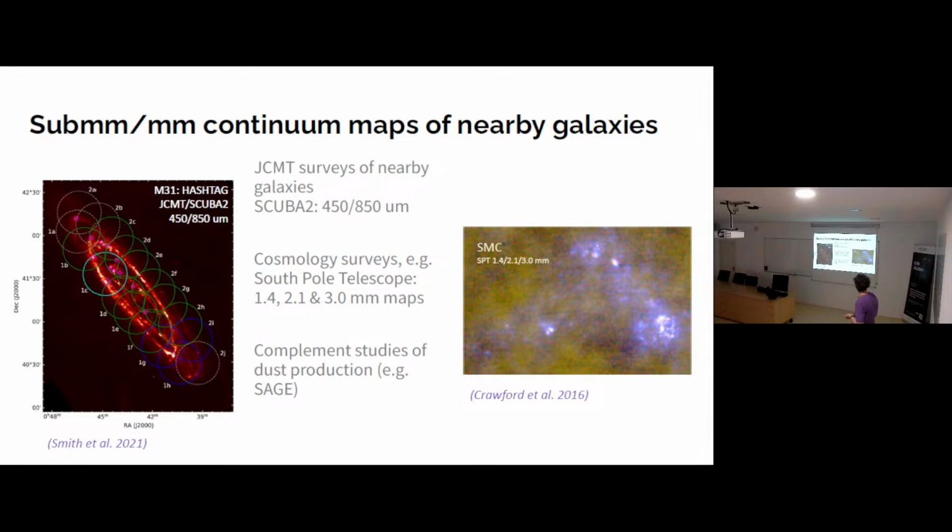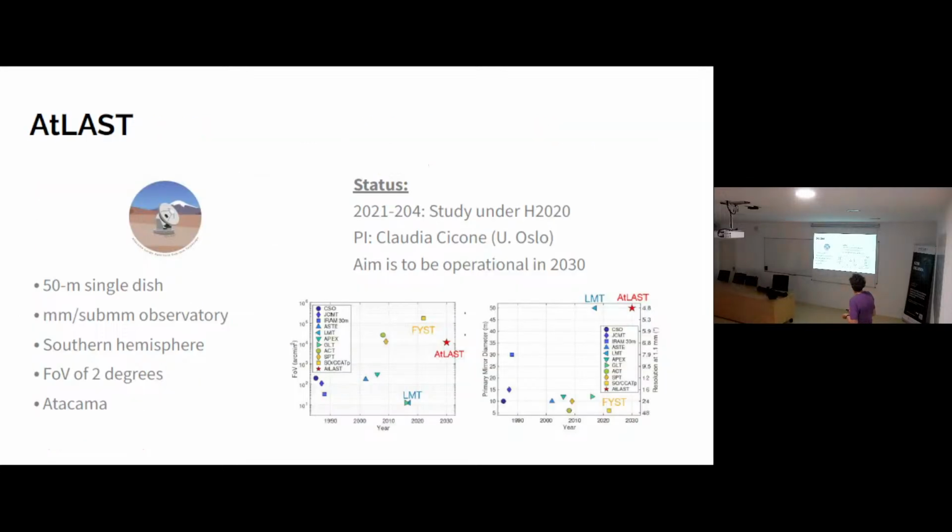So for instance, the South Pole Telescope here has put out a paper showing this map of the SMC and the LMC as well. And this work will then complement studies on the dust production to compare. And also further down the road, a new initiative is this AtLAST single dish telescope, a 50-meter single dish telescope, which is going to operate in the millimeter and the submillimeter. It's going to be placed in the southern hemisphere, so the Magellanic Clouds will be accessible.